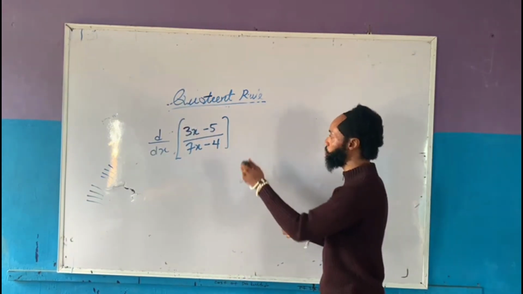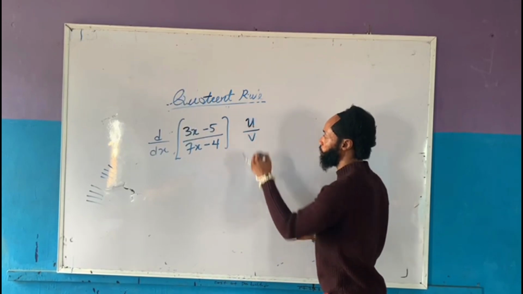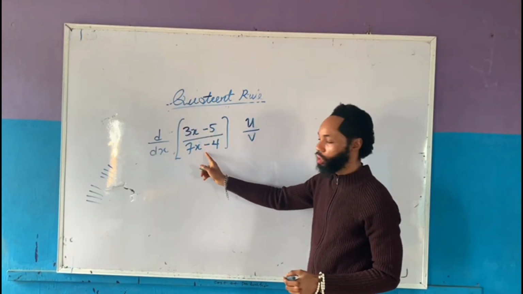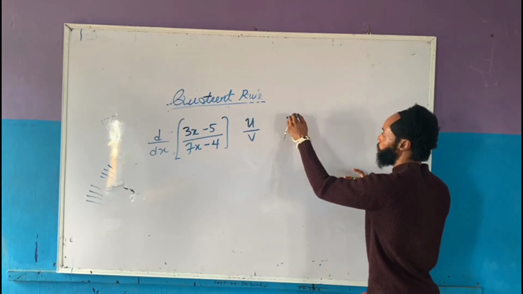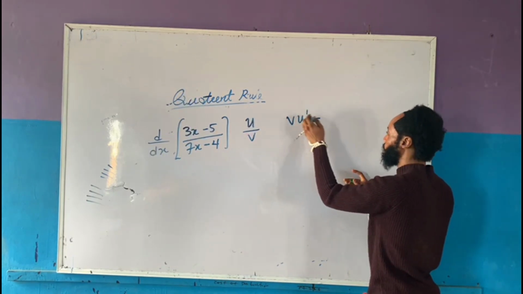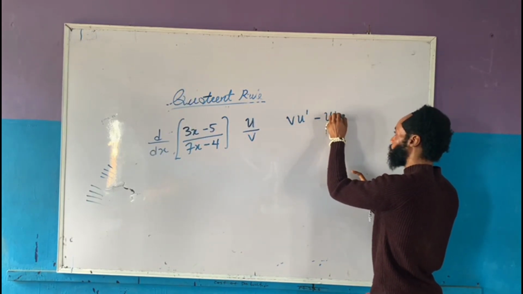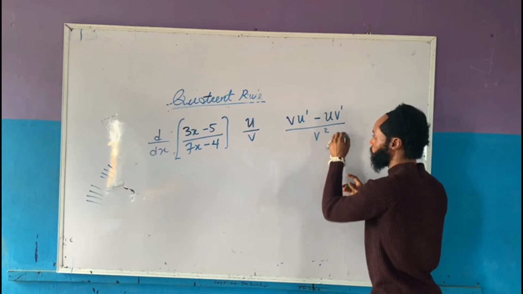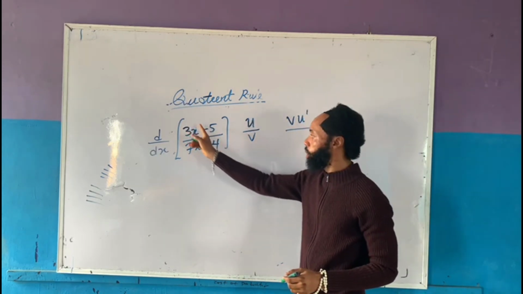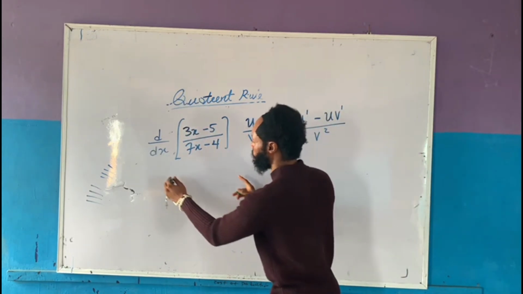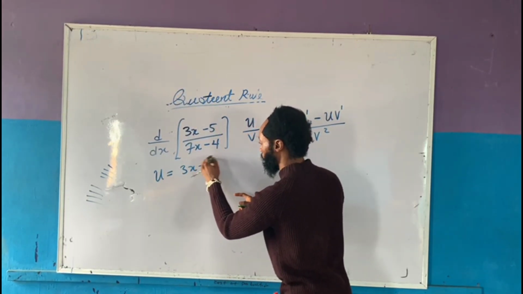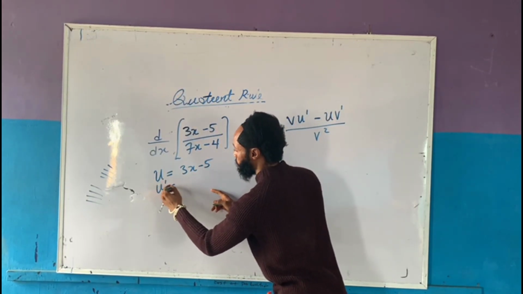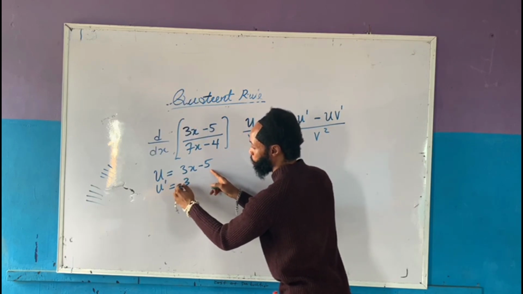Now, the quotient rule, remember you have u over v. The numerator is u and the denominator is v. Then you want to express it in this form: v u prime minus u v prime, all over v squared. Now this is our u and this is our v. So first I want to state your u. Your u is 3x minus 5. Your u prime is going to be, differentiate this, you get 3.